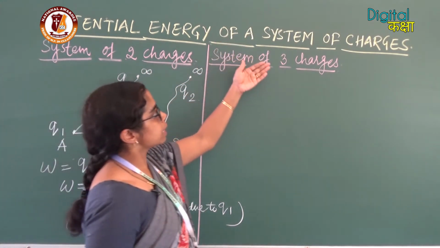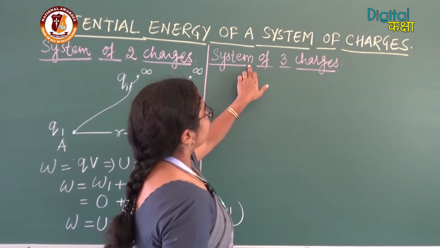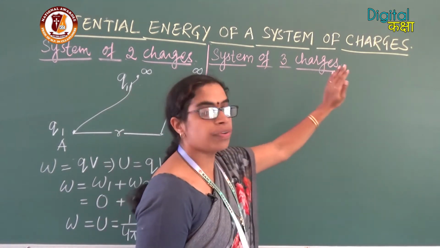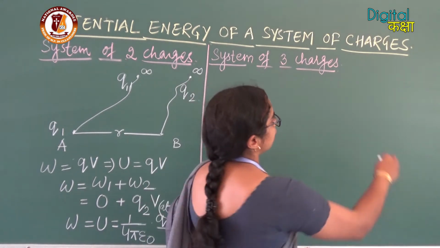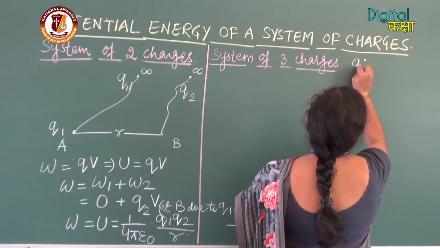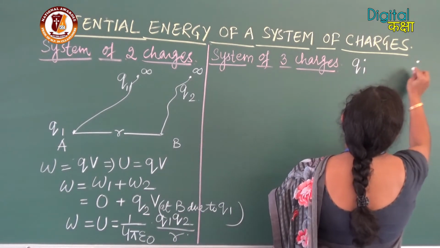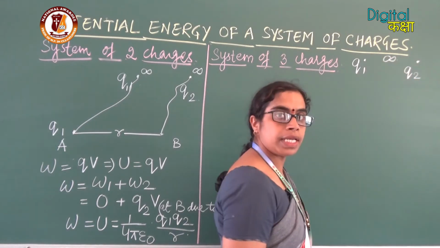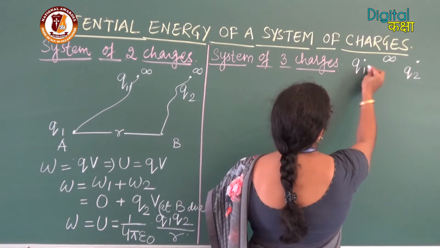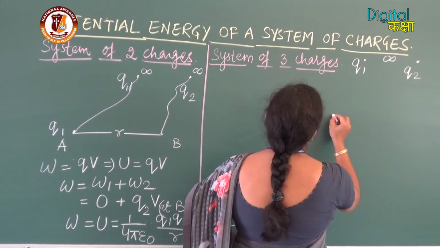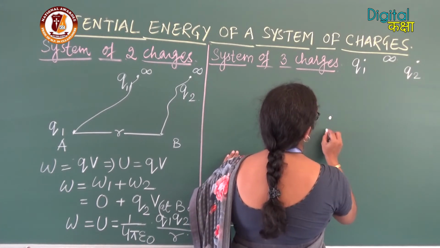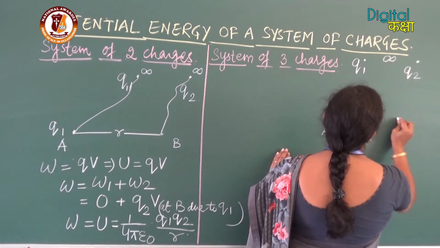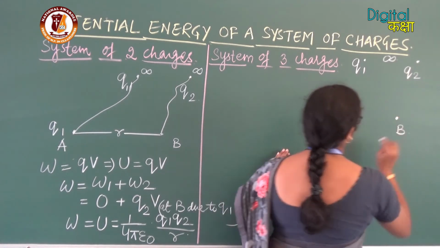Coming to the next case, where we have to study the potential energy in a system of 3 charges. Now in this case, again we are keeping the 2 charges Q1 and Q2 at infinity, and from infinity we are supposed to bring the charge Q1 at point A and the charge Q2 at point B.